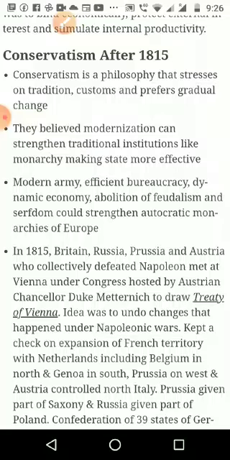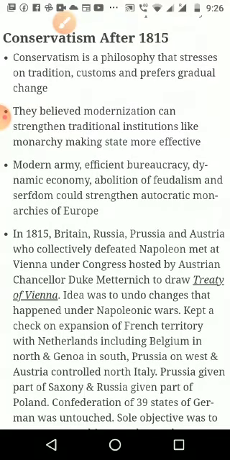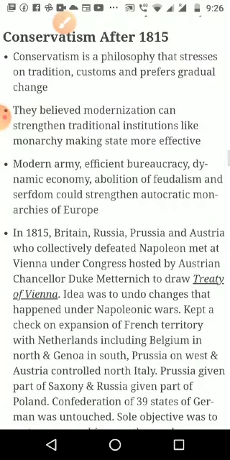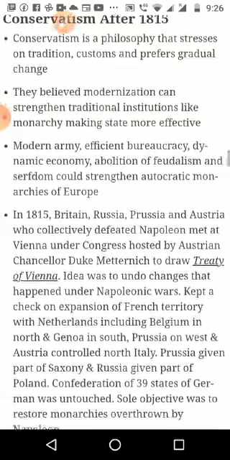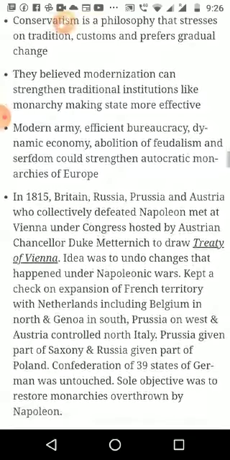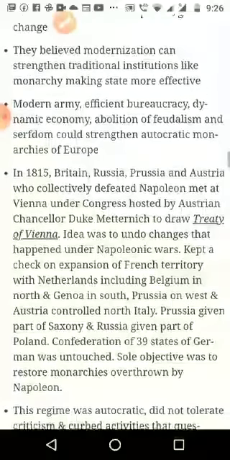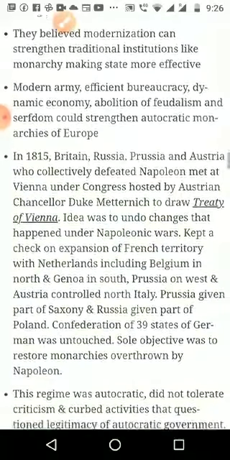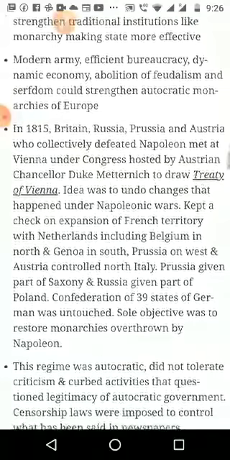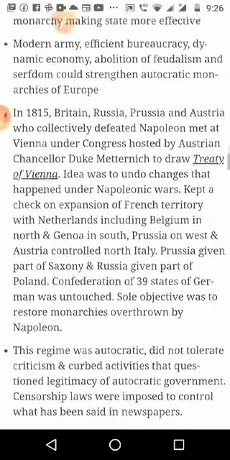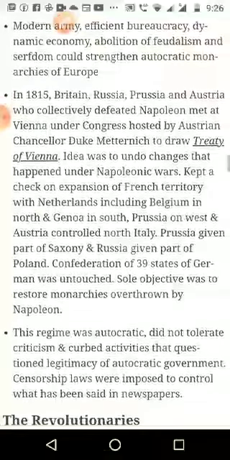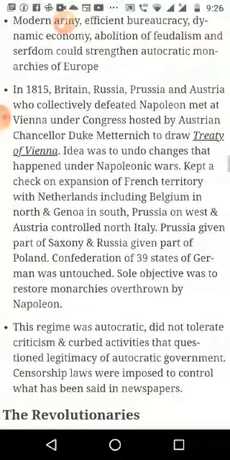Conservatism after 1815. Conservatism is a philosophy that stresses tradition and customs, and prefers gradual change. They believed modernization could strengthen traditional institutions like monarchy, making states more effective. A modern army, efficient bureaucracy, dynamic economy, and abolition of feudalism and serfdom could strengthen the autocratic monarchies of Europe.